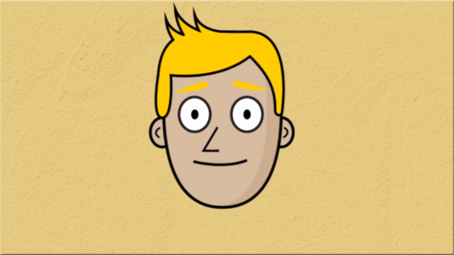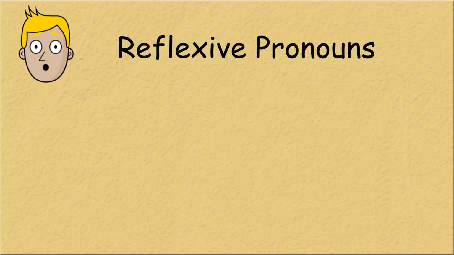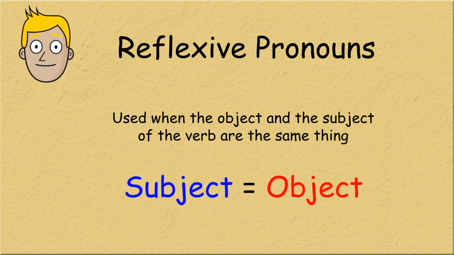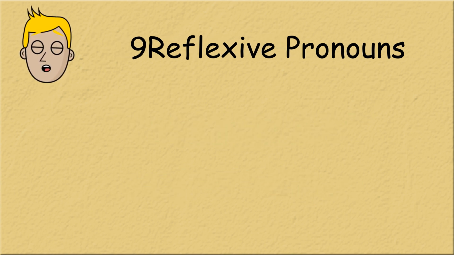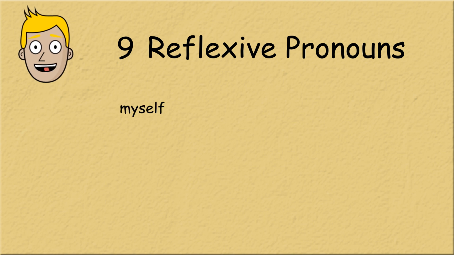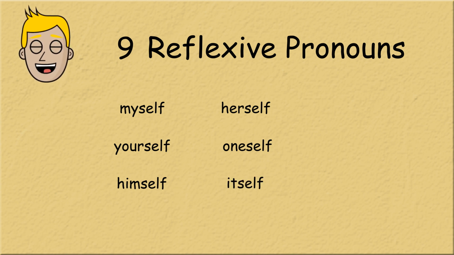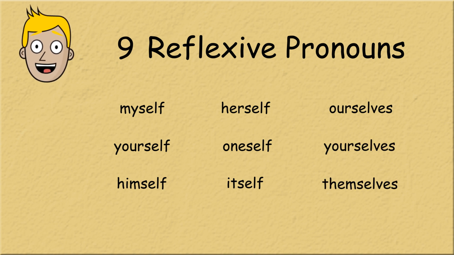As we said before, reflexive pronouns are used when the object and the subject in the sentence are the same thing. There is a total of 9 reflexive pronouns. They are myself, yourself, himself, herself, oneself, itself, ourselves, yourselves, and themselves.